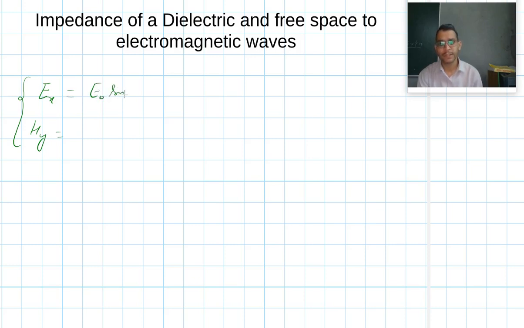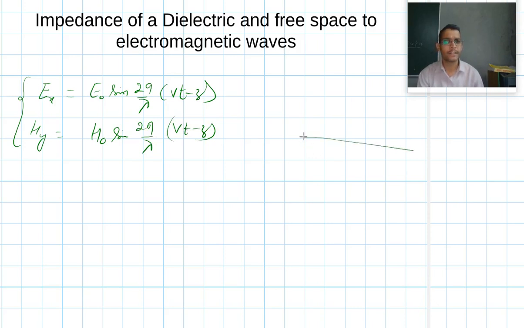Poynting vector. So we have defined Ex as E naught sine of 2 pi by lambda (vt minus z). Here v is the velocity, and here is H naught sine of 2 pi by lambda (vt minus z), and the wave is propagating in this way. This is the electric field component, and along this it is the magnetic field component, like this.